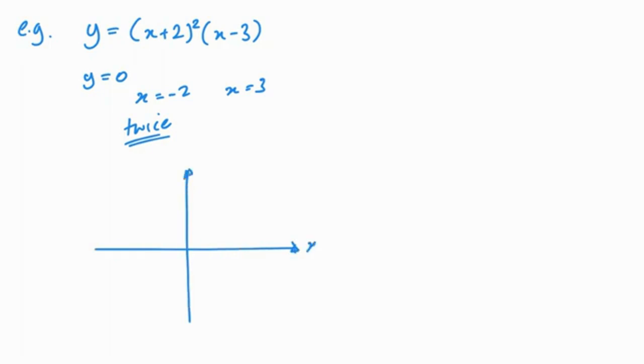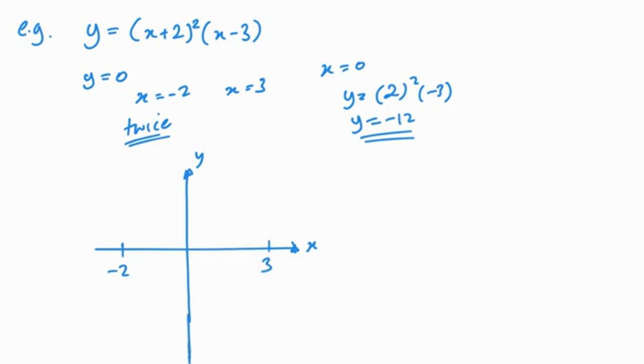So just before we look at the sketch, let's look at what happens when x is 0. So that's 2 squared times -3. Okay, so that's what's happening for y. 4 times -3, -12. Okay, now let's look at our 2 points. So -2 and 3, and obviously we're going to hit on -12 here.